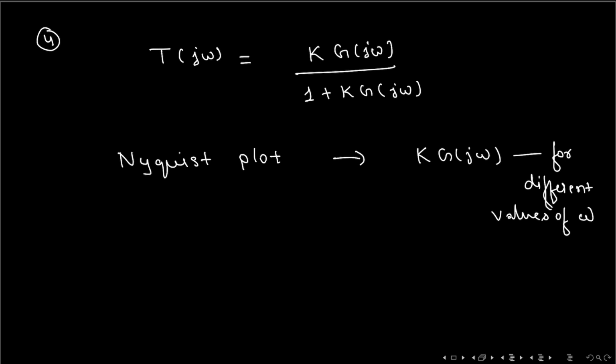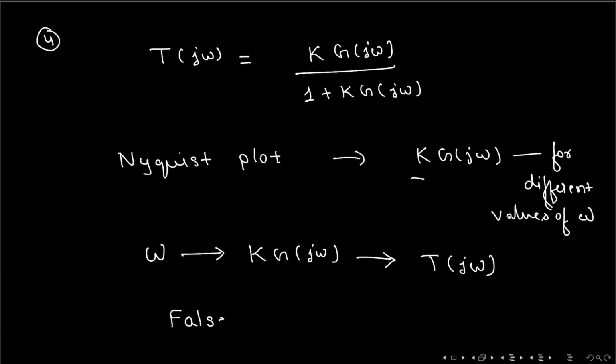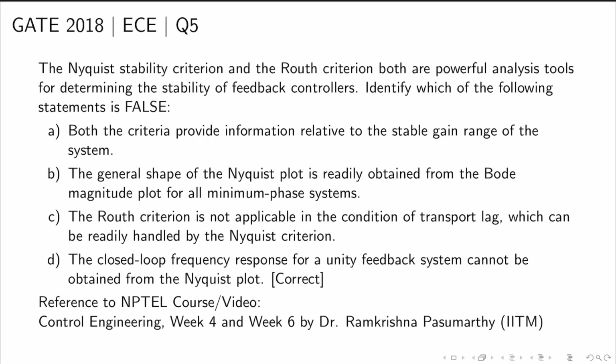So we will start putting different values of omega, then we will get k g j omega, and this we can use to get the value of T j omega. Hence this statement says that it is not possible to obtain, but we can obtain it. So this statement is false.